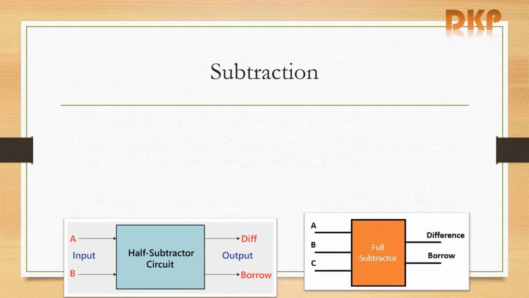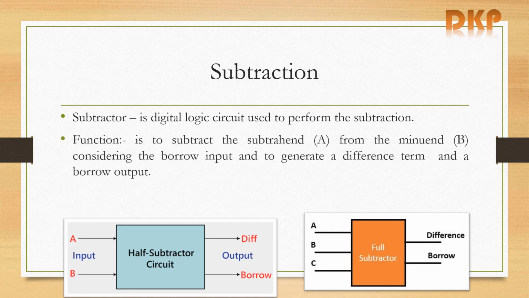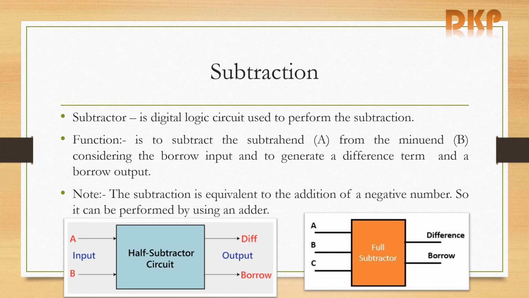The next arithmetic operation is the subtraction, and the subtraction can be performed by a digital logic circuit called subtractor. So what is the function of the subtractor? The function of the subtractor is to subtract the subtrahend from the minuend, considering the borrow input and to generate a difference term and a borrow output term. Since subtraction is equivalent to addition of a negative number, it can be performed by using an adder.